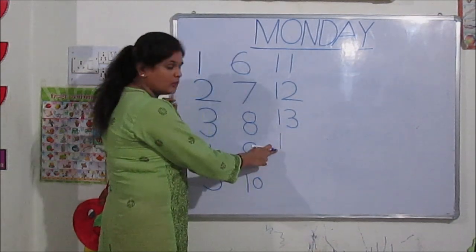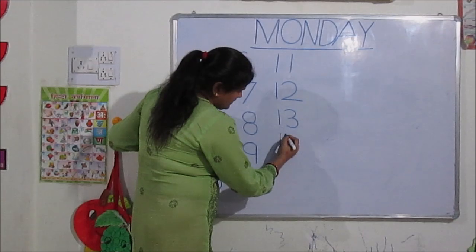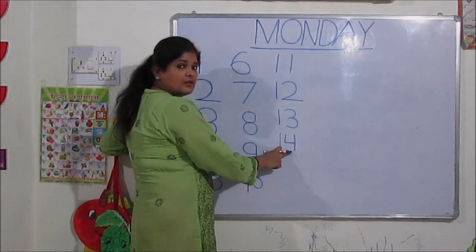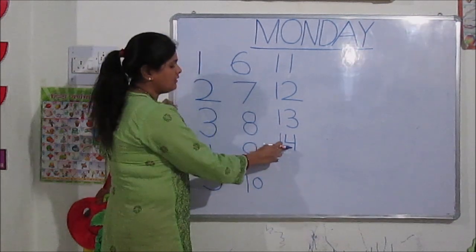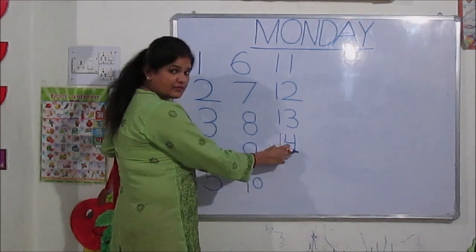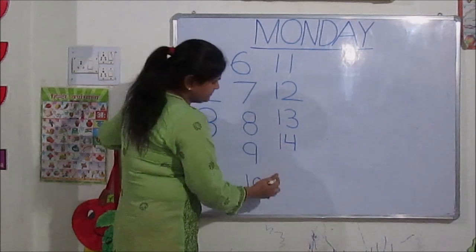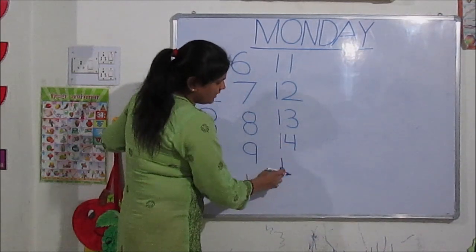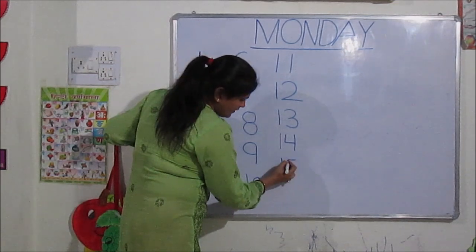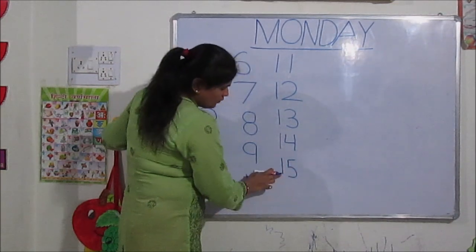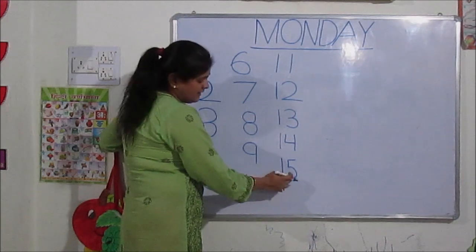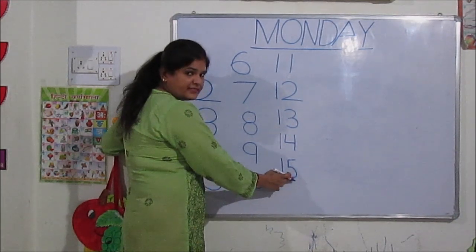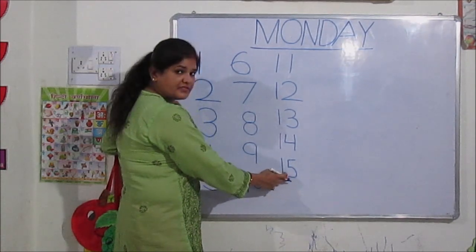Which number? 1. Which number? 4. 1, 4, 14. After 14, 15. 1, 5, 15. Which number? 1. Which number? 5. 1, 5, 15. After 15.